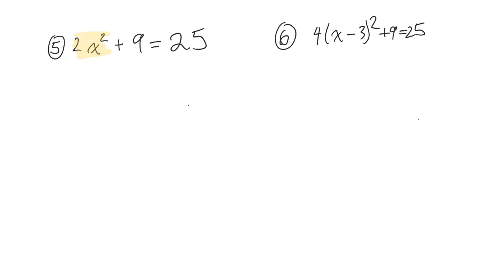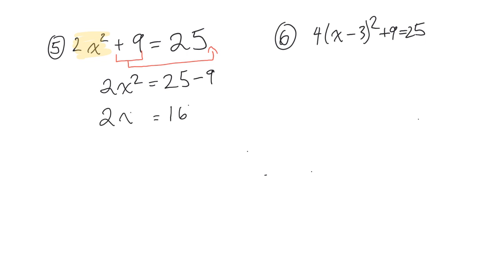So to get it by itself, we have to get rid of that plus 9 that we have right here. So I'm literally going to take this 9 and move it to the other side of this equation. And now we're left with, on the next line, 2x squared equals 25 minus 9. Well, 25 minus 9 is pretty easy to calculate. Do that on your calculator, you're going to get 16, and you have 2x squared.